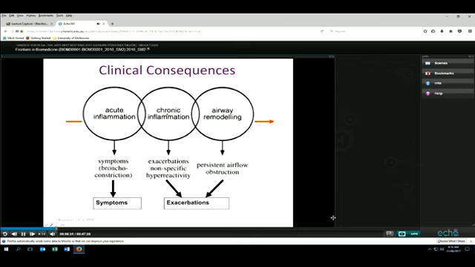Very few people then have the further sort of overlap of airway remodelling, which is a result of the subepithelial fibrotic changes that can occur, and that's something that generally only is seen in people who've had poorly controlled asthma for several years.